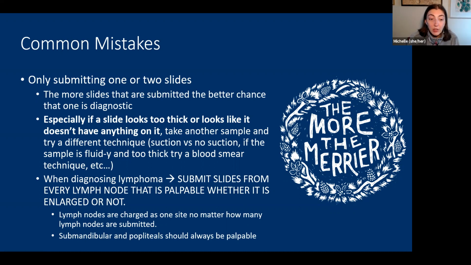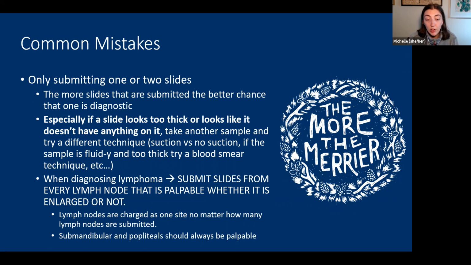So suction versus no suction. If the sample is fluidy or too thick, try the blood smear technique. Also, if you collect fluid off of a mass, you can pop it in an EDTA tube and submit that. And then when diagnosing lymphoma, I recommend submitting slides from every lymph node that is palpable, whether it is enlarged or not.